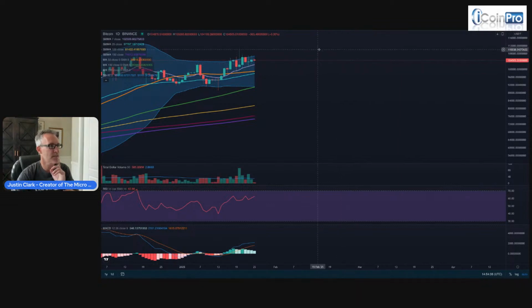So key resistance area is 110K on the upside, and on the downside 100K, and then we've got 95 and 90. Let's just call it as it is. If we lose 89, 90K, we've got problems. Okay.